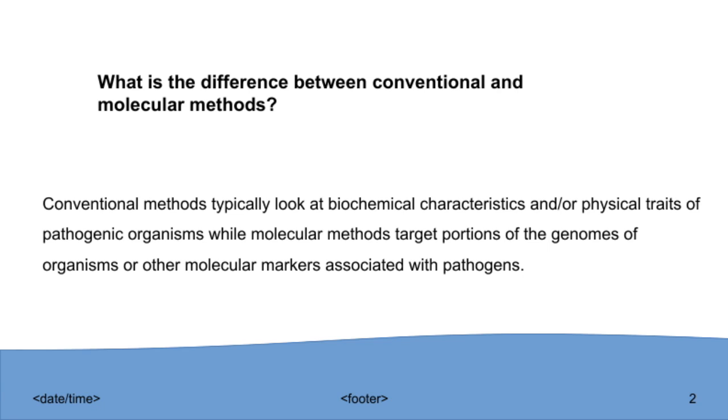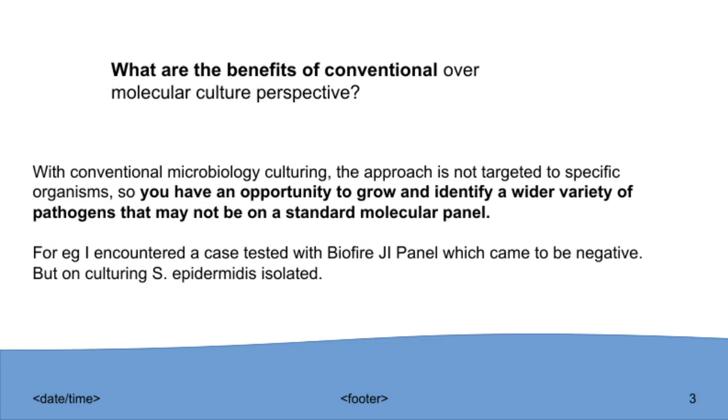Instead of looking at physical traits, they target specific parts of the organism's genetic material, its genome, or other molecular markers that are associated with pathogens. This allows for much more precise identification and often faster results. Understanding these differences is important because it highlights how advances in molecular biology are transforming how we detect and identify pathogens. This shift is central to improving diagnostic accuracy and speed, which ultimately enhances our ability to respond effectively to infectious diseases.